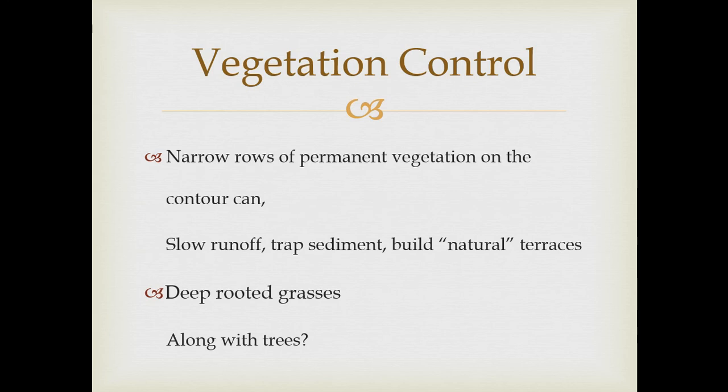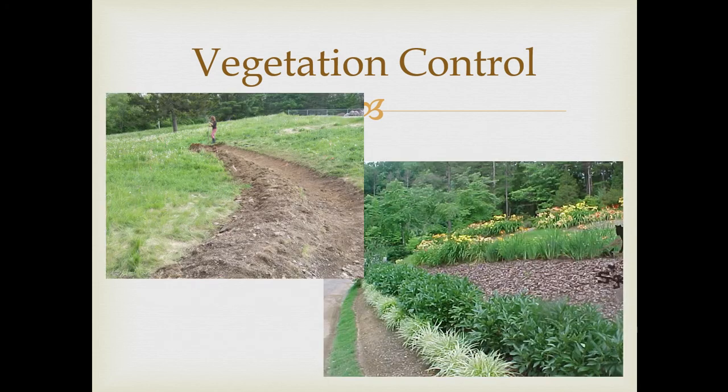So vegetation control is another method to reduce erosion. This can be used more on the urban landscape. So narrow rows of permanent vegetation on contour that work much the same as the row cropping. So we slow our runoff, trap the sediment, and sort of can build natural terraces. Usually we use deep-rooted grasses, possibly trees, long-term perennials with deep root systems that can hold the soil in place.